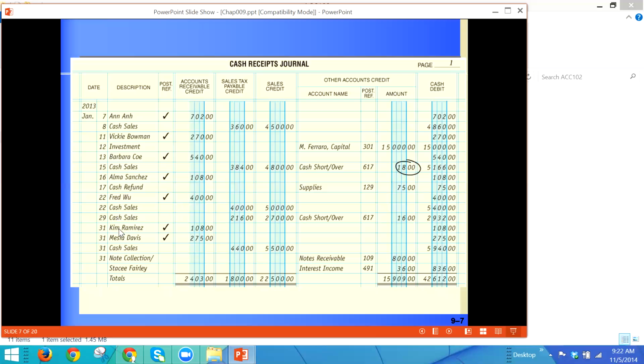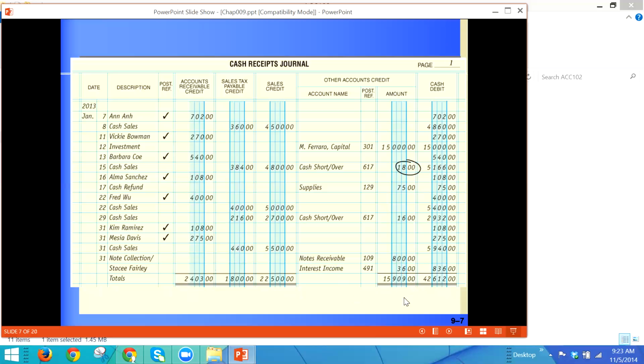We had cash sales, accounts receivable, cash sales, and note collection, Stacy Fairley. So we have Stacy paying us on January 31st. Remember that note was from July 31st, a 6-month note. And we're going to debit cash $836 and credit notes receivable and credit interest income by $836 respectively. Now we have the totals for each of these accounts.